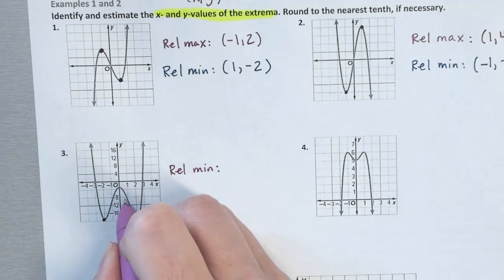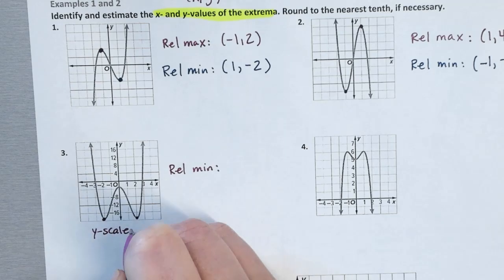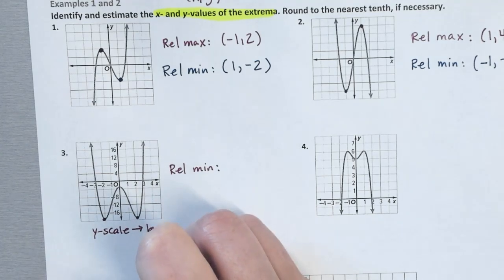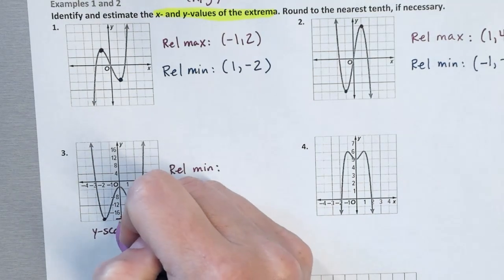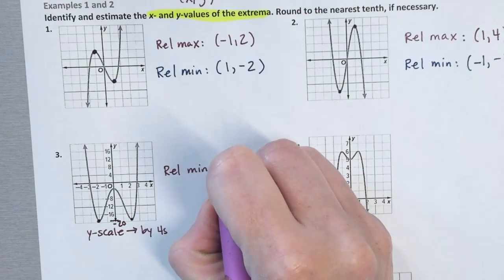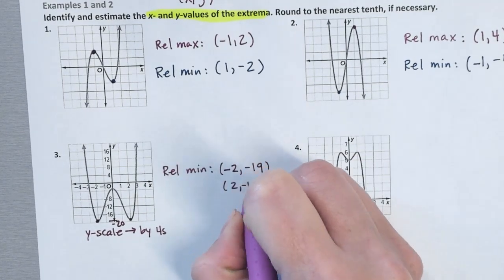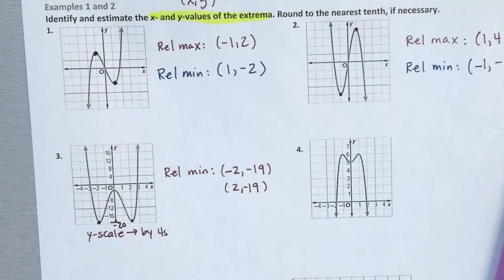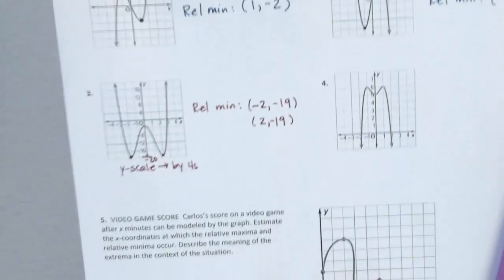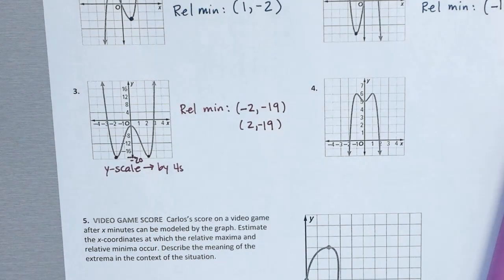Okay, now notice with these, your y scale is by what? Not by ones anymore. What is it going by on the y? Yeah. Okay, so this is -20, but it doesn't look like it's exactly at -20. It looks like it's a little bit above it. So this is going to be at -2, -19, and at 2, -19. Okay, and in this case you have opposites here, but those are the same. Okay, and it's okay to have 2 relative min and only 1 relative max, which is what we have.